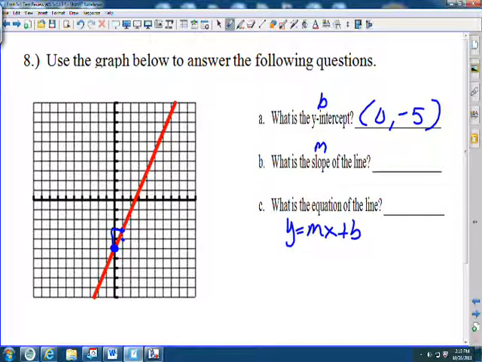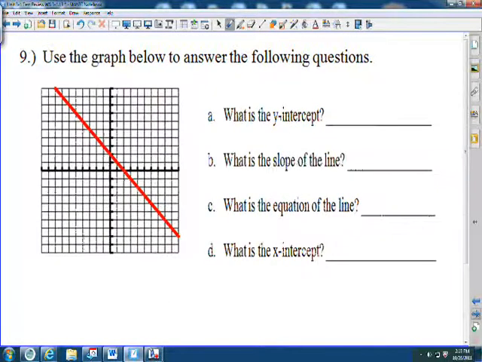Let's try it again. Up 2 to the right 1. Up 2 to the right 1. Oh, good deal. It's up 2 over 1. Slope, remember, is delta y over delta x, which is 2 over 1. 2 divided by 1 is 2. My equation is y equals 2x minus 5.